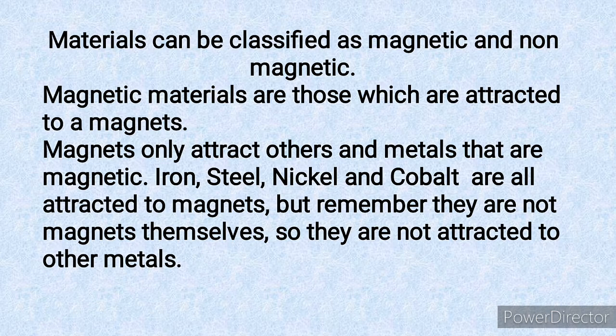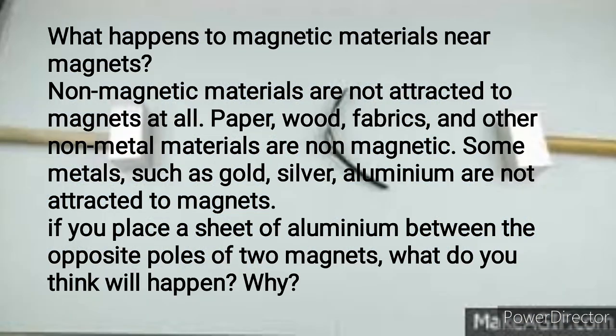Examples of magnetic material: you have iron, steel, nickel, and then cobalt. For non-magnetic, you have paper, wool, fabrics, and other non-metals, like sulfur. And then some metals are not attracted by magnets. Examples of those metals are gold, silver, aluminum. They are not attracted by a magnet.